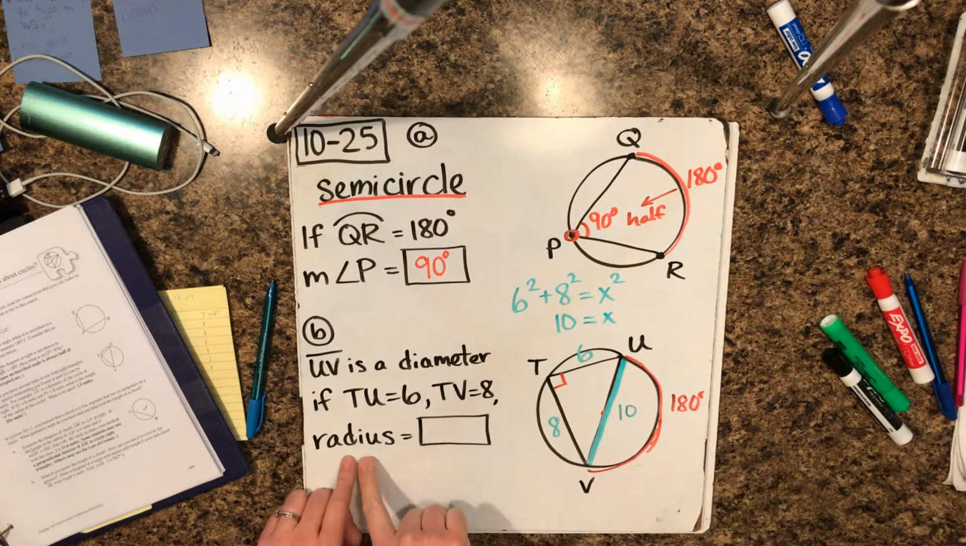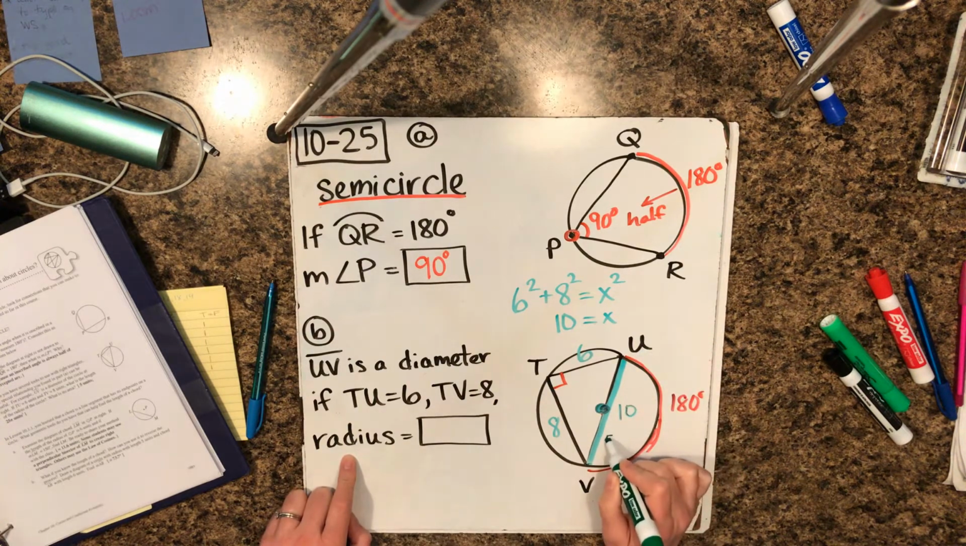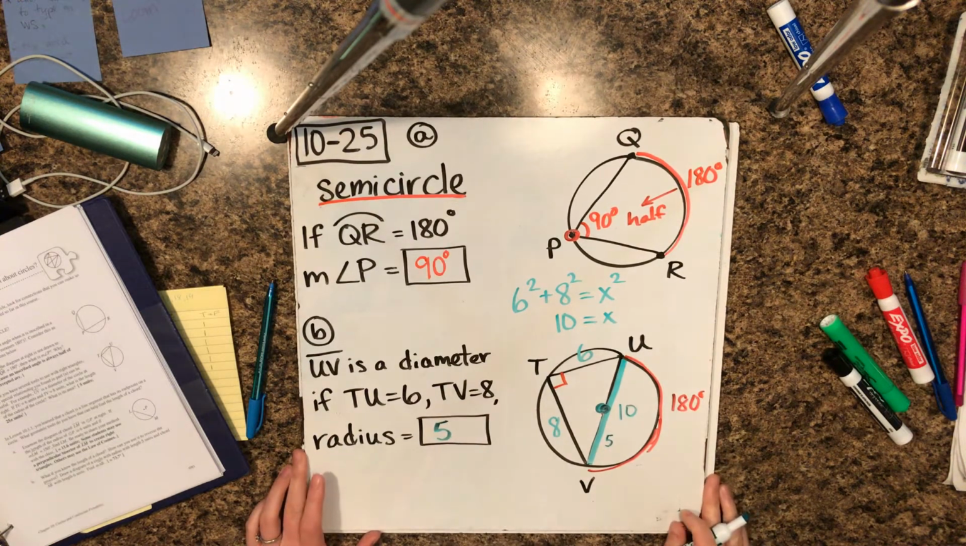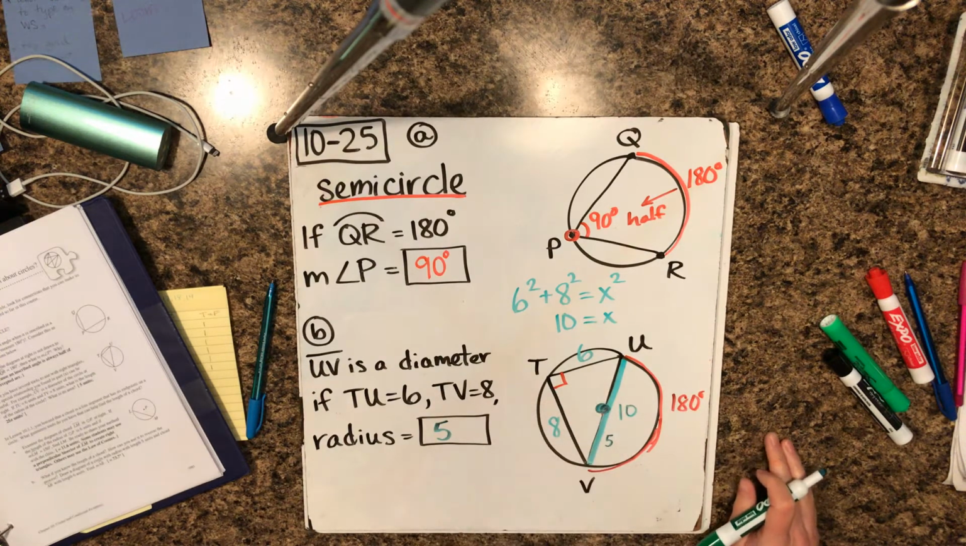But the question says, well, what's the radius? Radius, remember, goes from the middle of the circle to the edge. So it's not 10, it's just half of that. So the radius is 5 units. Okay, so knowing it's a semicircle helps us get back to what we know about the Pythagorean theorem in a right triangle. We could use SOHCAHTOA in this situation, potentially.